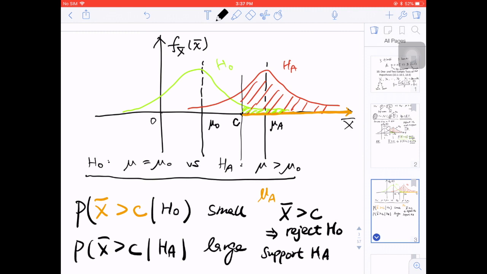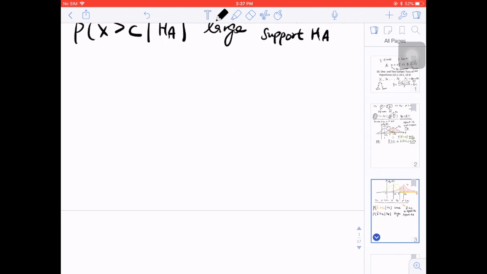And probably you would ask me, but how can I find such c? How can I find such c? Well, first of all, we need to know what is type 1 error and what is type 2 error. So first of all, we have to draw a table.